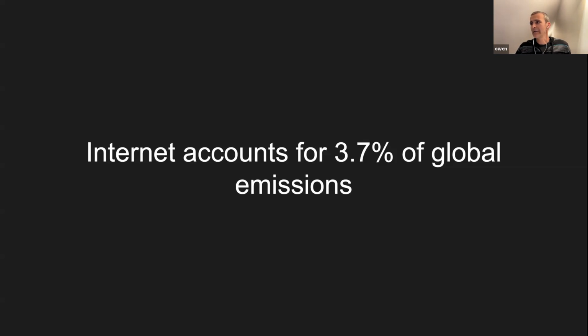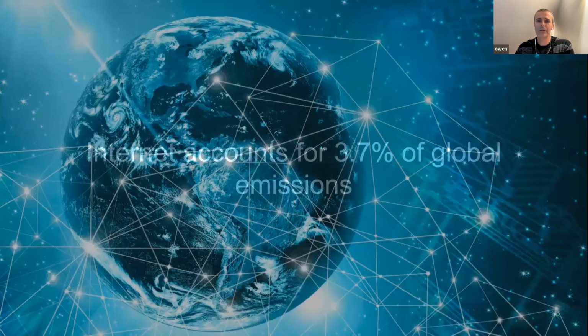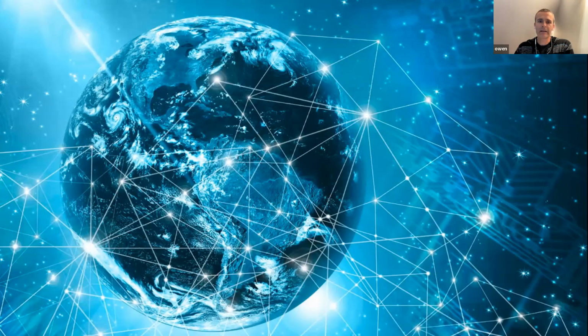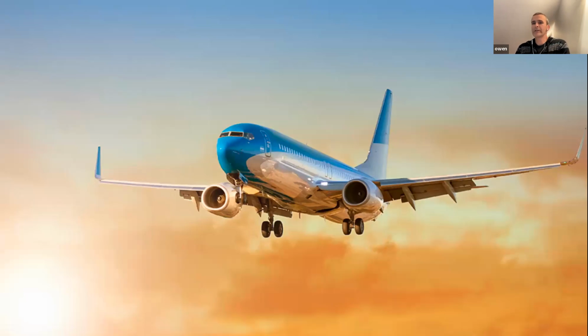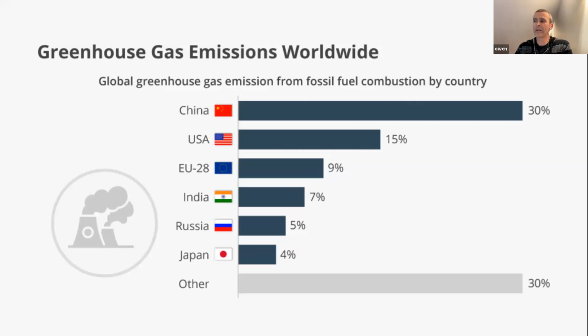So given that we work on internet-related applications, the internet itself accounts for approximately 3.7% of global emissions. That's about equivalent to the airline industry. So I think it gives you a sense of how big the impact is. If the internet was a country, its emissions would be equivalent to the world's 7th largest emitter. So basically right behind Japan.